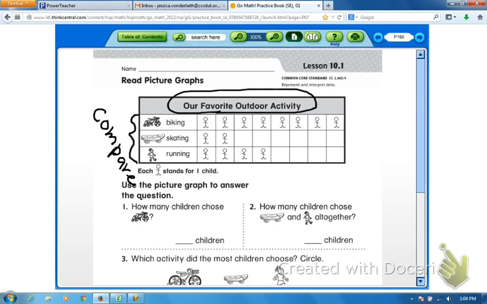And then we also learned that we have symbols such as the stick figure. Sometimes there's a circle or an X, and that represents one child. So when we look at it in our picture, the students have learned that each symbol stands for a certain number of things. It's always going to, in first grade, just stand for one child. So looking at the graph, they have to be able to answer the questions.